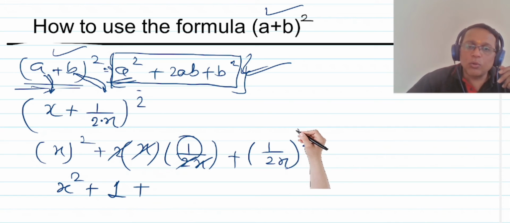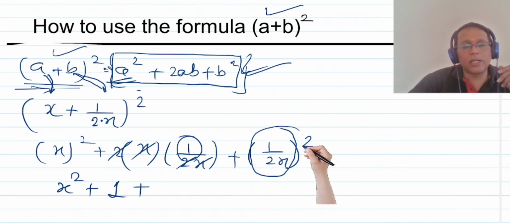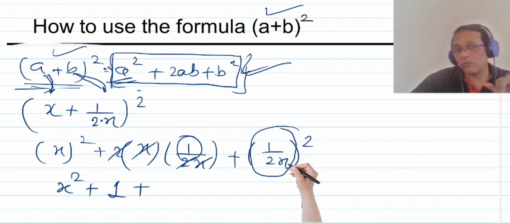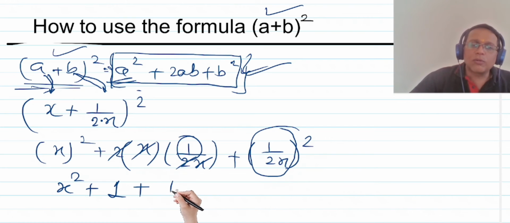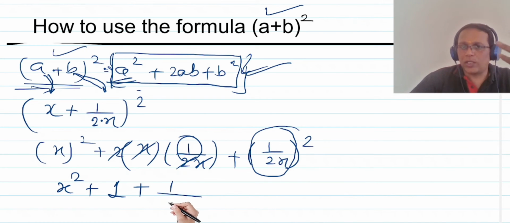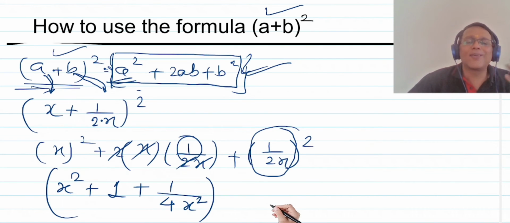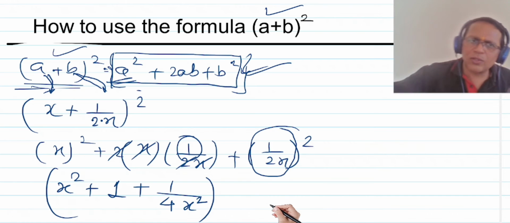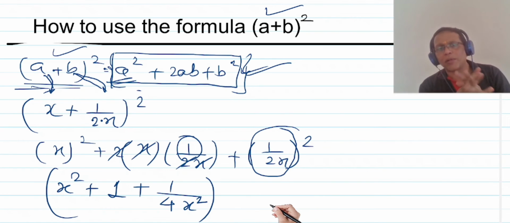Plus, now we have to square all the terms here. Okay, there is a bracket and we have the square of the bracket. So 1 square becomes 1. 1 into 1 is 1. 2 square is 2 twos are 4. And x square is x into x is x square. So this is the final answer, friends. I hope you have understood how to use the formula (a + b) whole square.